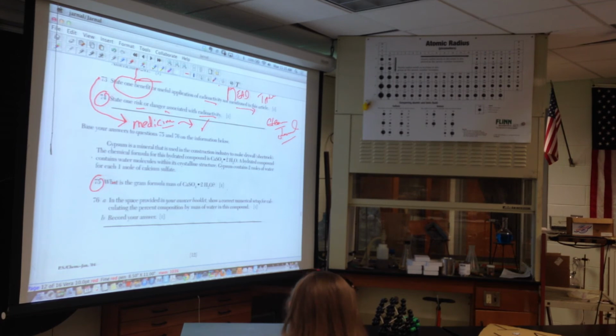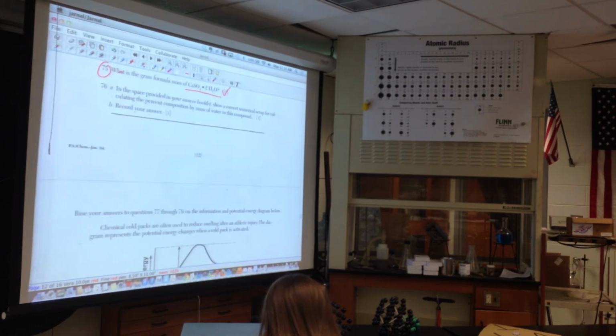Okay, 75. Oh my gosh, I'm tired. I read the blurb. I don't know what gypsum is. What do they want? Go to the question. They want the gram formula mass of this. What does that mean? Just add up the what? Add them all up. I got 1 calcium, 1 times 40, the atomic mass of 40. I've got 1 sulfur, 1 times 32. 32 is the atomic mass of sulfur. 4 oxygens, 4 times 16, 64.